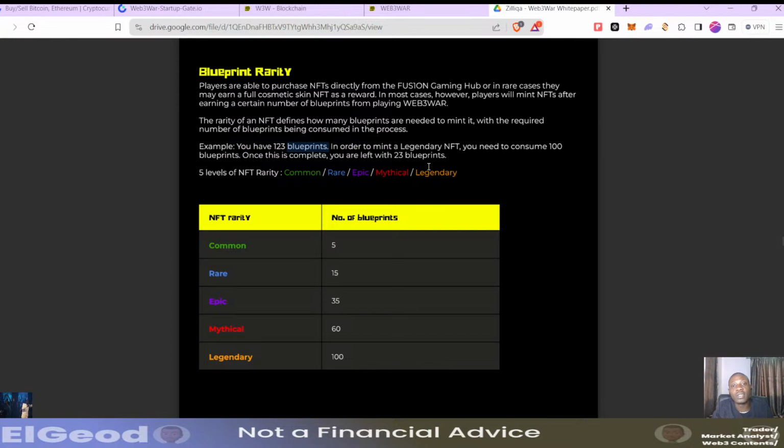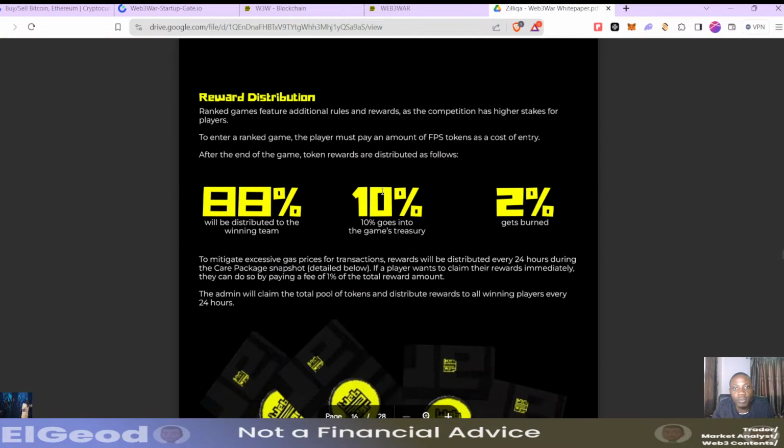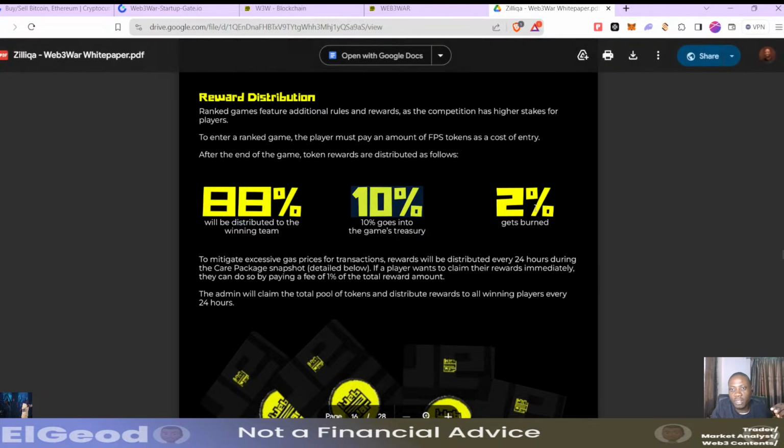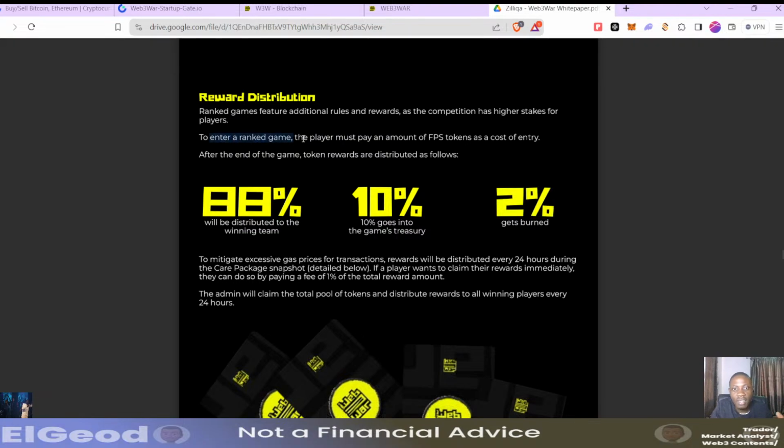So, reward distribution. Ranked games feature additional rewards. So 88% is distributed to the winning team, 10% goes to the game's treasury, and 2% is bonded at every instance. Whenever you desire to enter a ranked game, the player must pay an amount of FPS token as a cost of entry. And after the end of the game, token rewards are distributed as follows.